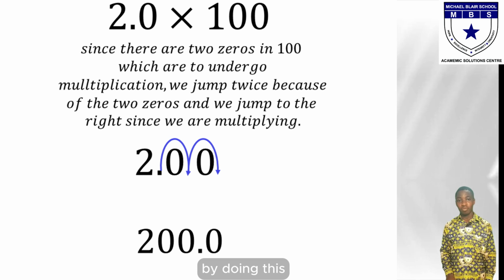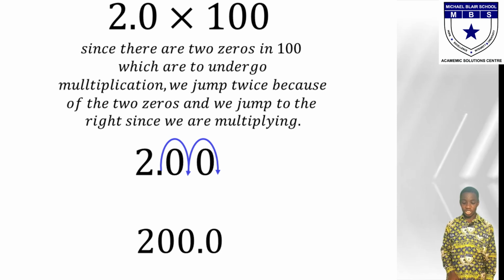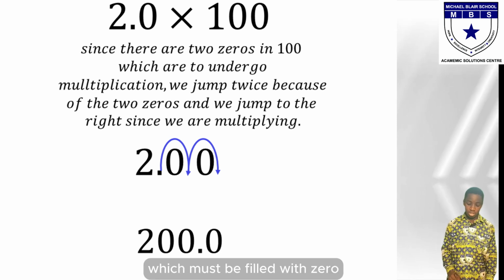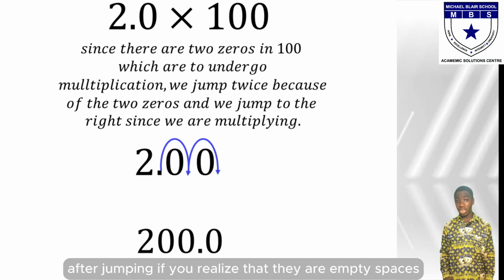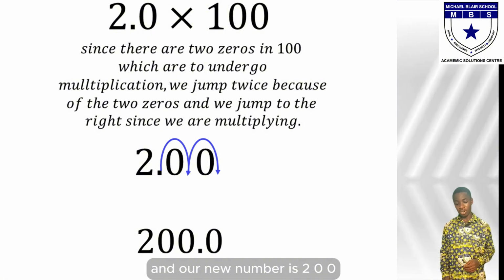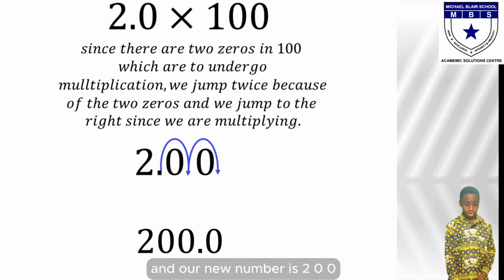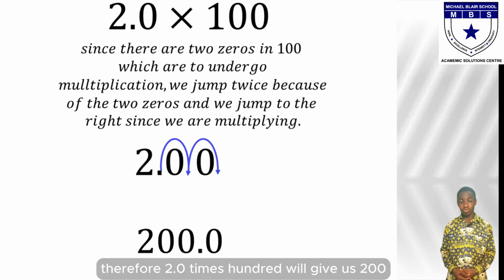By doing this, you see that there is an empty space which must be filled with 0. After jumping, if you realize that there are empty spaces, then you have to fill those empty spaces with 0. And our new number is 200. Therefore, 2.0 times 100 will give us 200.